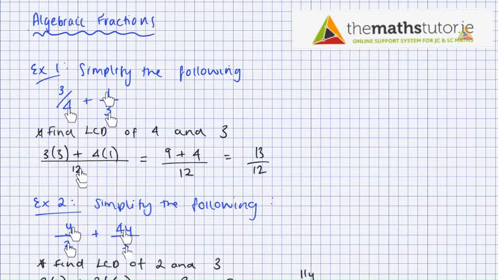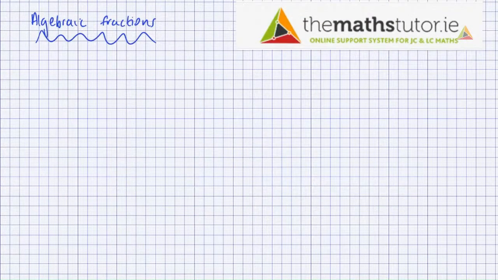And you can't simplify that anymore. So the answer to example 2 is 11y over 6. Okay, so we're on to example 3 now. For example 3, you were again asked to simplify.